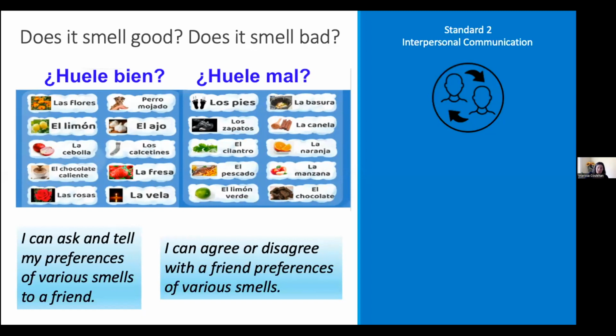So in order to do that, I use a gesture like this, right? I believe this is ASL for I agree. I teach them how to say that in Spanish, which is estoy de acuerdo. And then I teach them how to say I disagree. No estoy de acuerdo. And we just go like this.